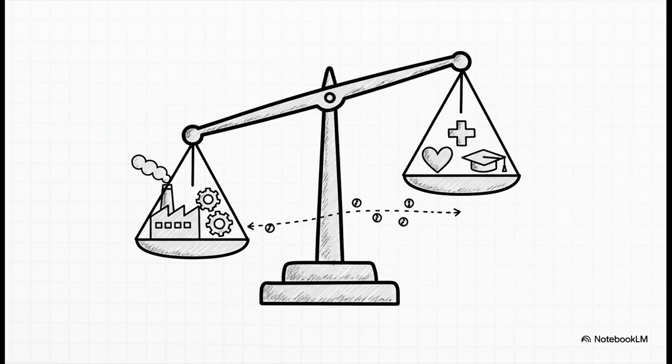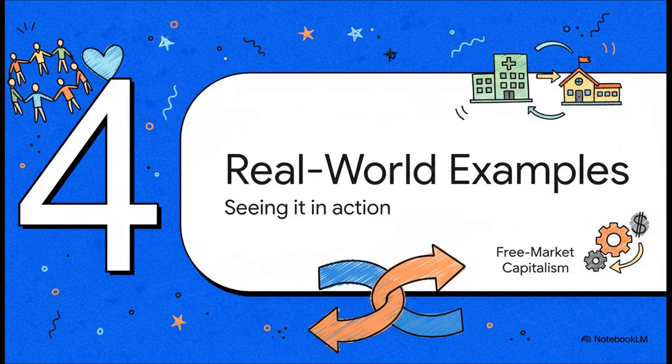The ultimate goal here is to find that sweet spot, that perfect balance. The idea is to harness all the power and efficiency of a market economy and then use the wealth it creates to pay for the social programs that lead to a more equitable society. Things like universal healthcare and education. It's really a search for the best of both worlds. Now, theory is one thing, but where can we actually see this hybrid model in action? Let's take a look at some real-world examples that get brought up all the time.